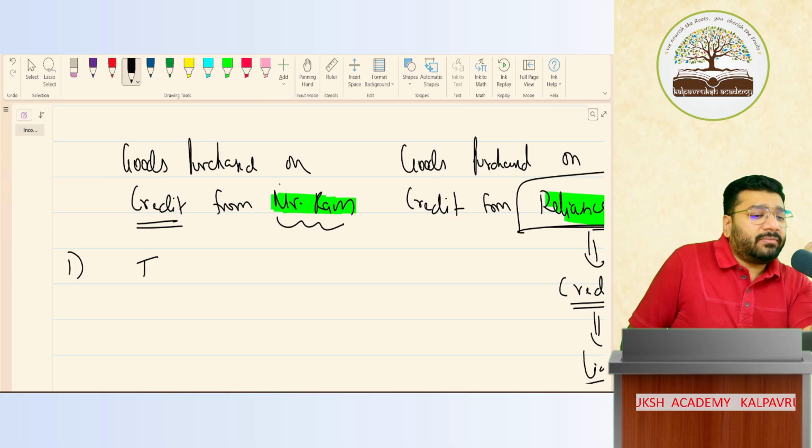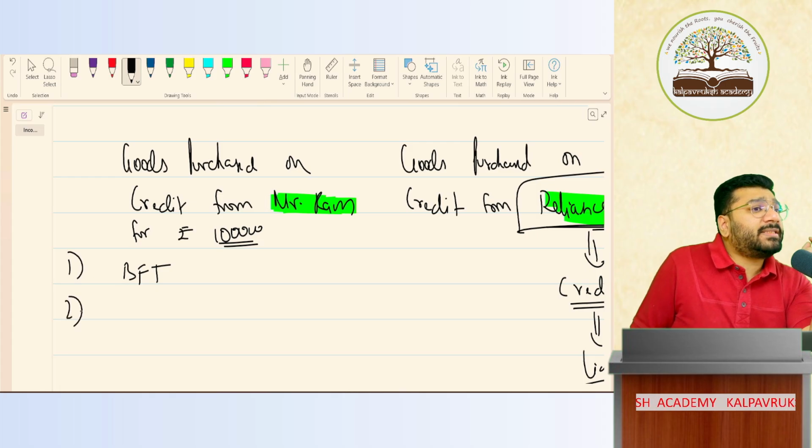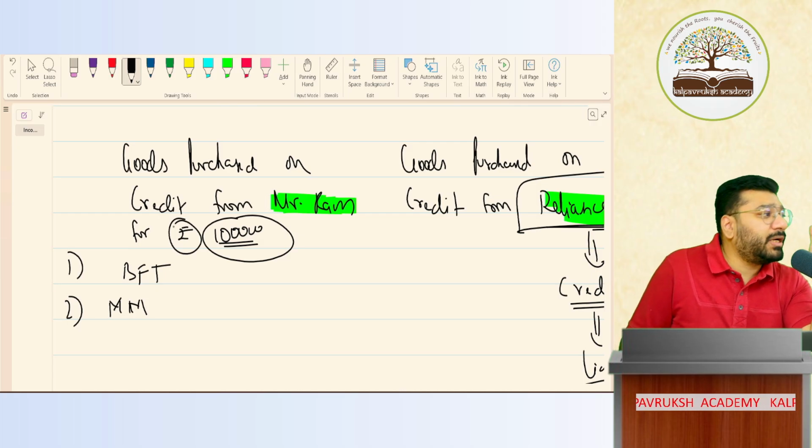Goods purchased on credit from Mr. Ram for rupees 1 lakh. So financial value is involved, so it's a financial transaction. And this is happening in the course of business, so it's a BFT. Next is measurement in terms of money. One, is this 1 lakh measurable? Yes. Second, is it in the form of INR? Yes. So it is measured in terms of money.